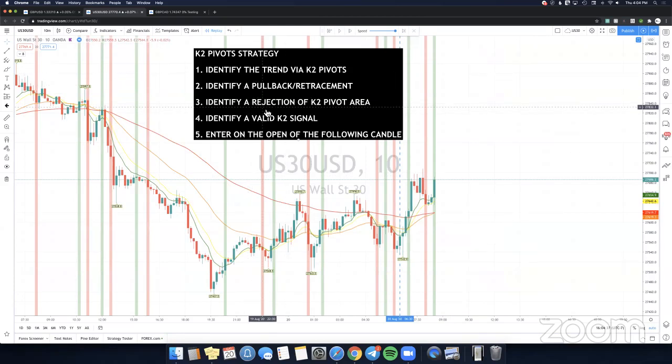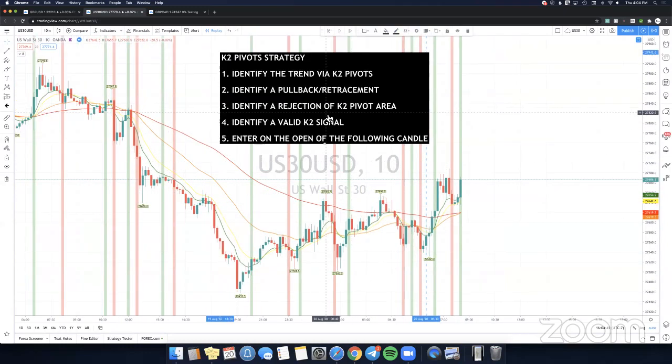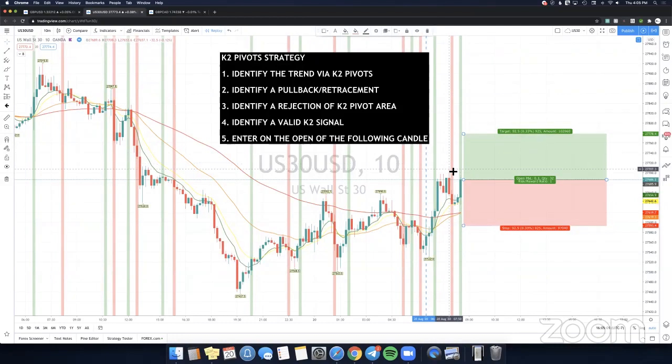Lastly, you want to identify a valid K2 signal. Right here is a valid buy signal because it's a buy signal with the green bullish candle. So all requirements have been met. Next, you can enter on the open of the following candle. Similar to what I just explained, you can enter at market, buy stop, or buy limit. It really depends on you, when you enter the trade and when you want to get in. But most of the time you want to get in right at this price point. So I'll place an entry right there.